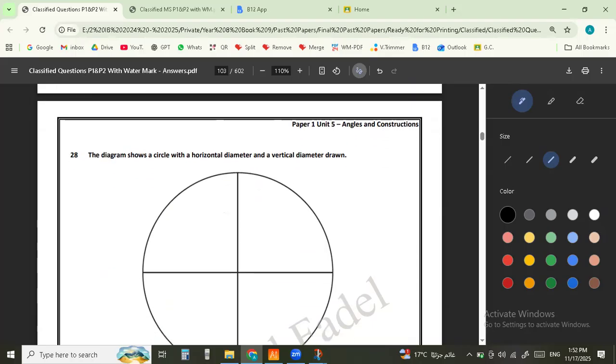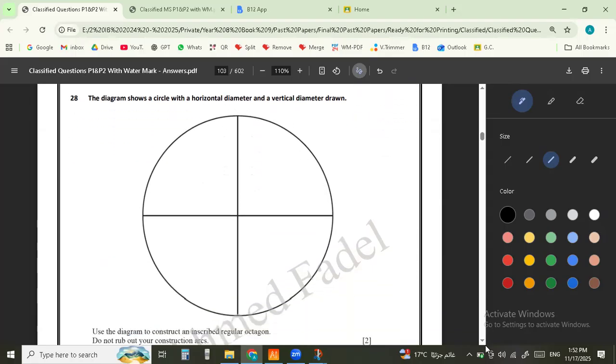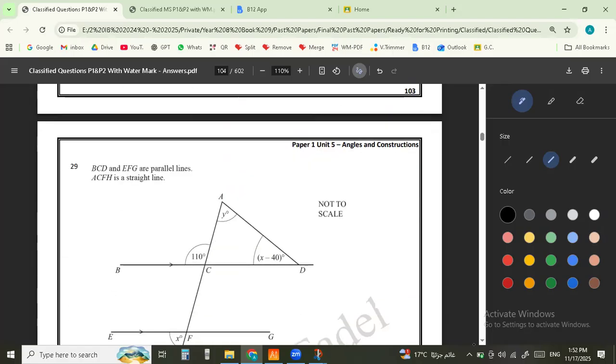The diagram shows a circle with a horizontal diameter and a vertical diameter. They want you to inscribe a regular octagon. There is one whole video for this.